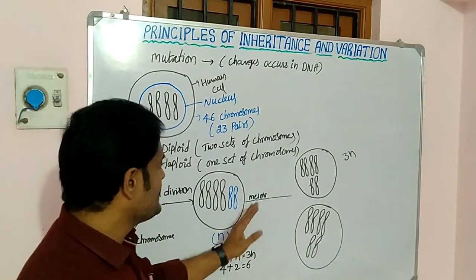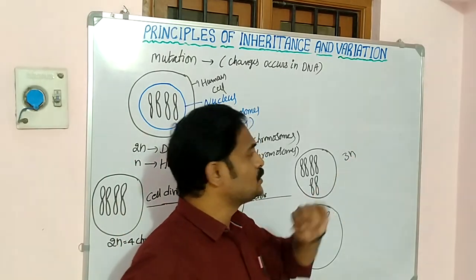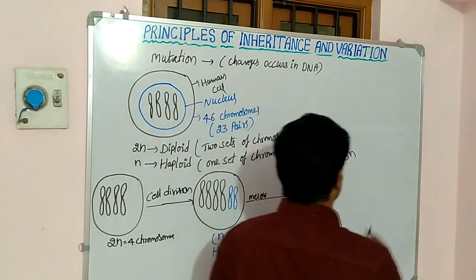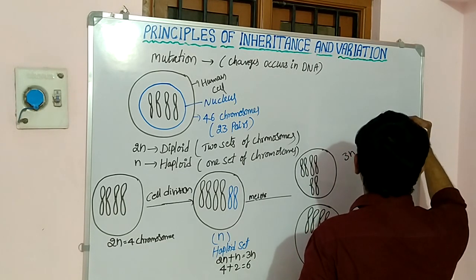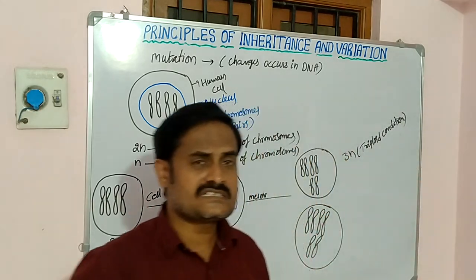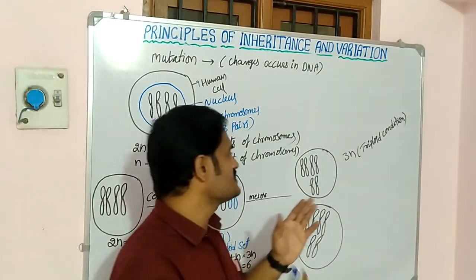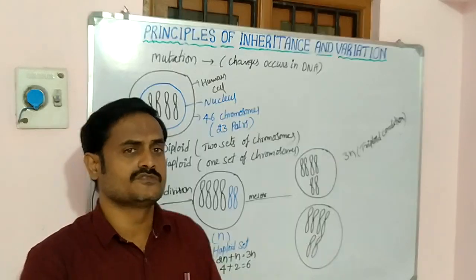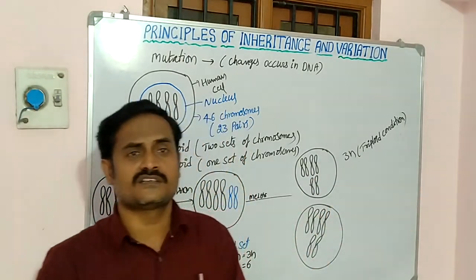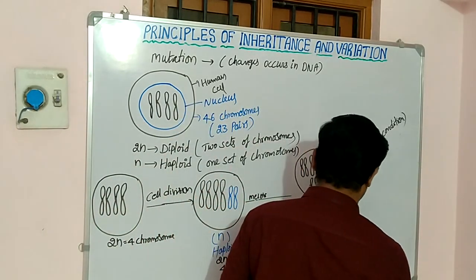2n is a diploid condition, but 3n means it is a triploid condition. So once the triploid condition occurs in the cell, immediately abnormal cells or abnormal chromosomes will form. Then these abnormal chromosomes are responsible for the cancer disease.